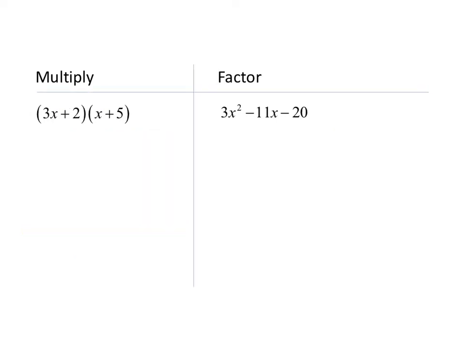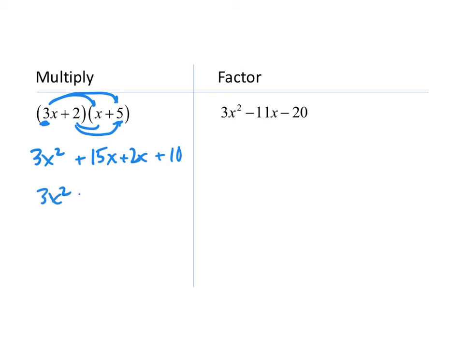Okay, things get a little bit trickier if the leading coefficient of one of the factors is not 1. So if you have 3 there, watch what happens. 3x squared, that part's okay. Oh, look at that. The 3 is multiplied by the 5, so now we get 15x. And 2x. And then 10. So 3x squared plus 17x plus 10.